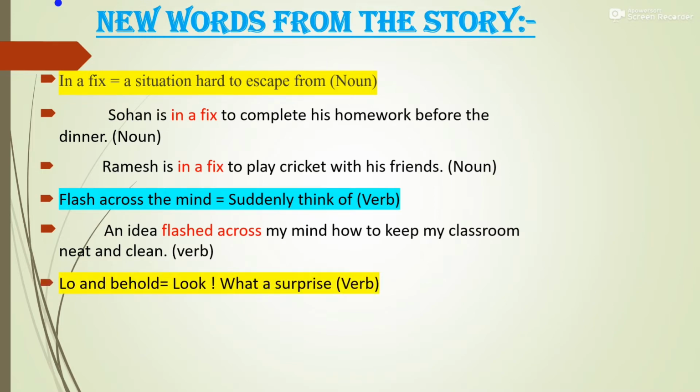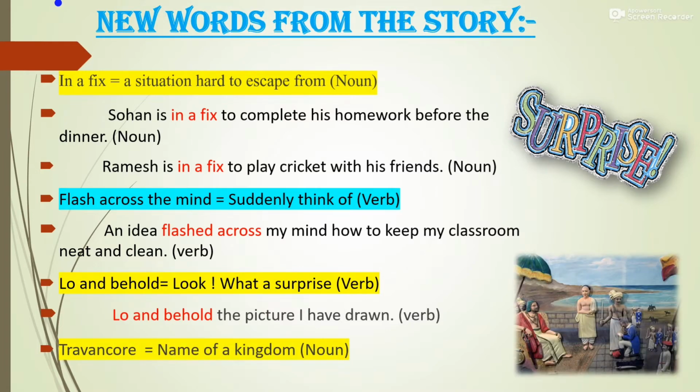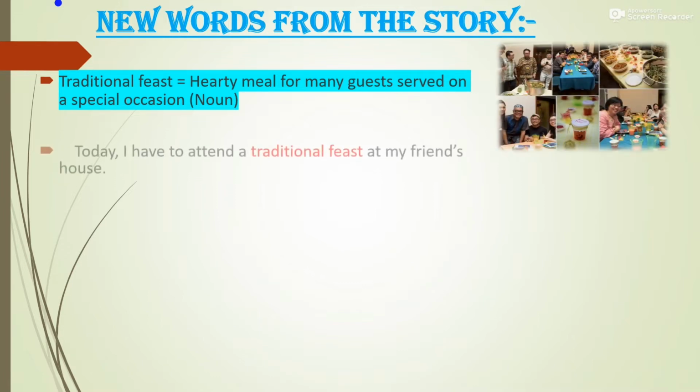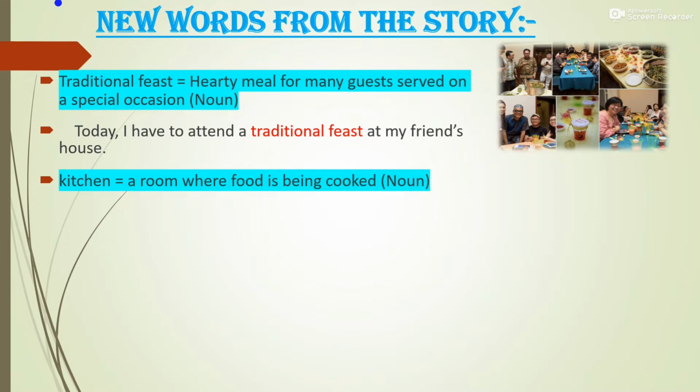Lo and behold, it means look, what a surprise. Lo and behold the picture I have drawn. Travancore, it is a name of a kingdom. It is a noun. There was a king ruling in Travancore. Traditional feast, it means hearty meal for many guests served on a special occasion. Today I have to attend a traditional feast at my friend's house.